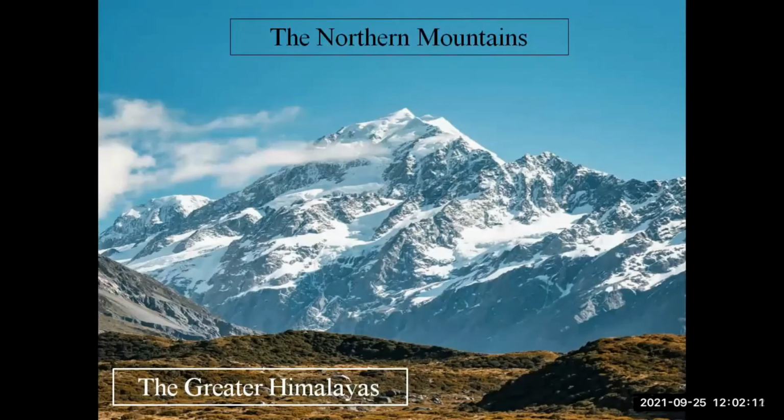Let's look at the northern mountains. The Himalayas are the highest mountains in the world.